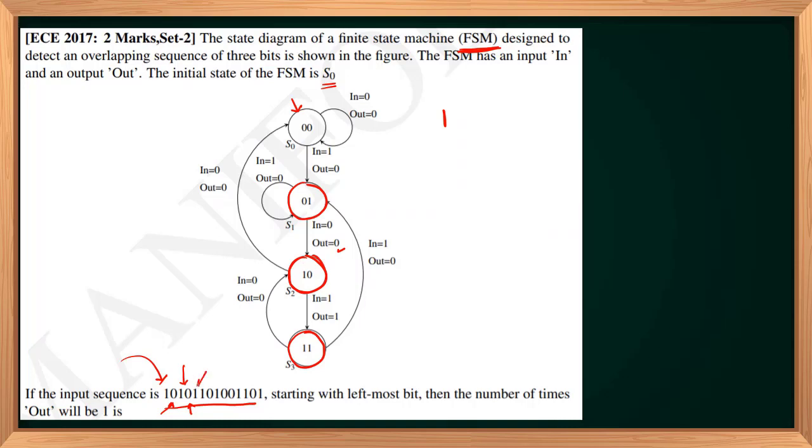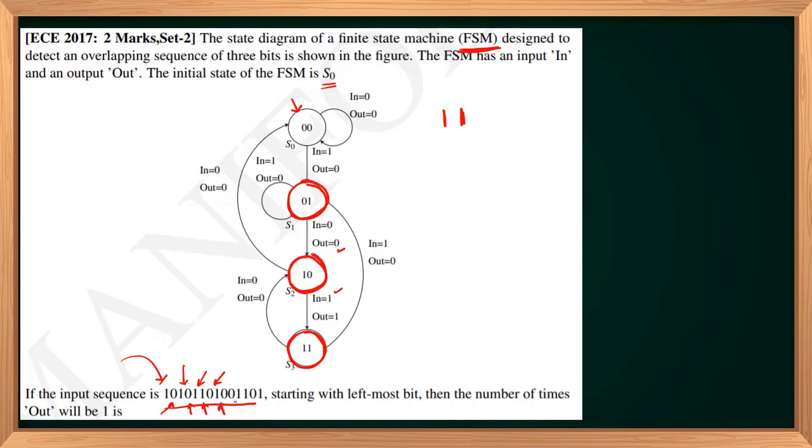Then comes 1. 1 means I will go to S3 back again with output equal to 1, so I am writing a 1. Then another 1 implies I will go to state S1, with output equal to 0. Then comes 0. With input 0, output 0, I will go to S2 state.